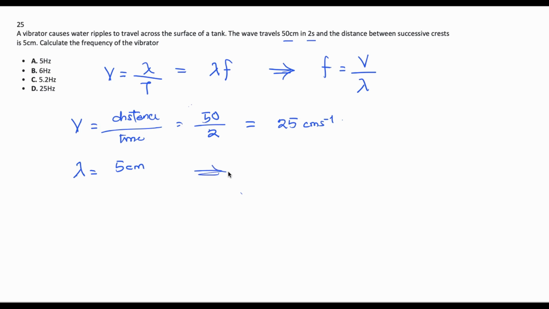So now we have all we need to calculate our frequency. Our frequency is, don't forget, velocity over wavelength. So the velocity here is 25 and the wavelength is 5. So our frequency is 25 divided by 5 to give us 5. And the unit for frequency is hertz. So our frequency is 5 hertz. Our answer here is A.